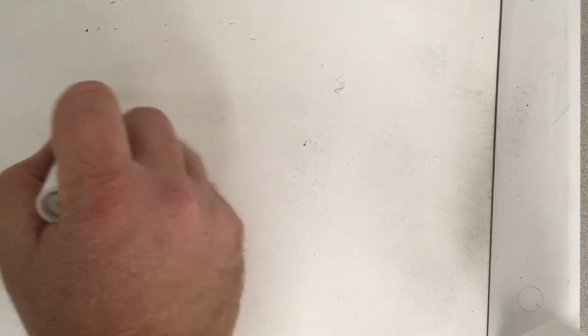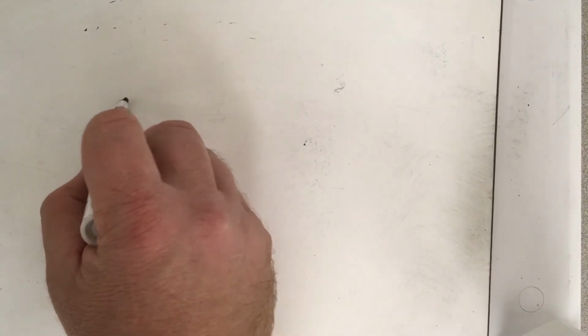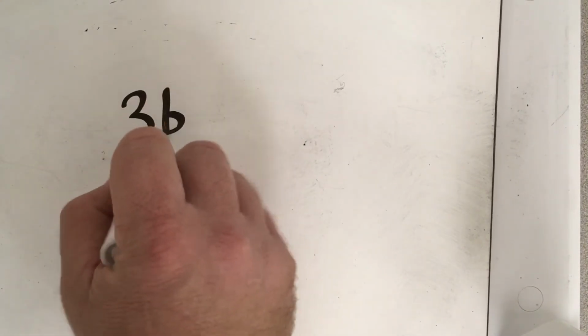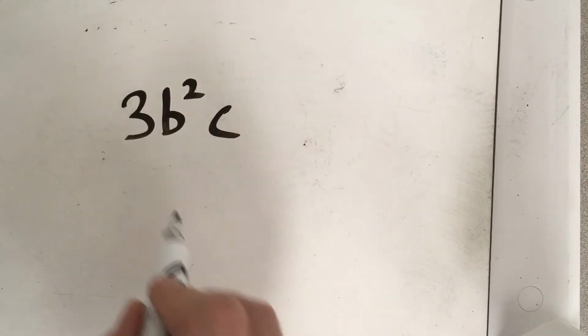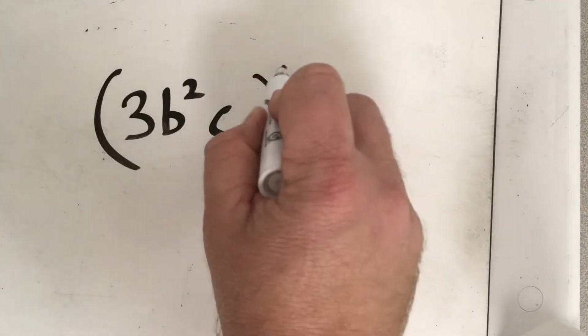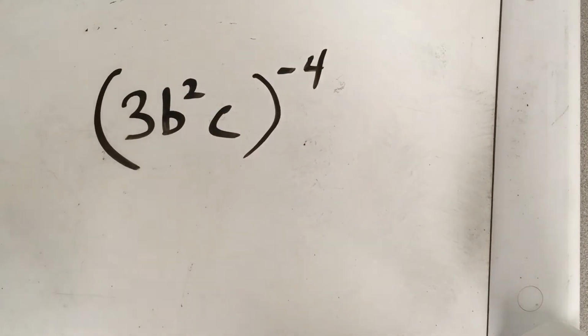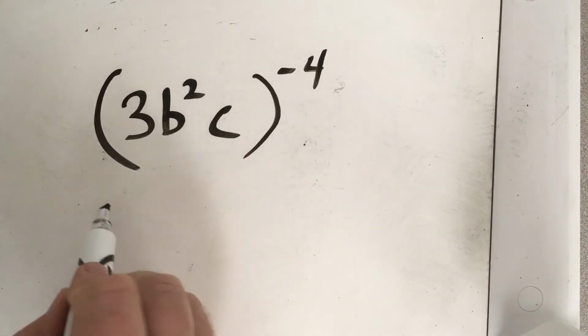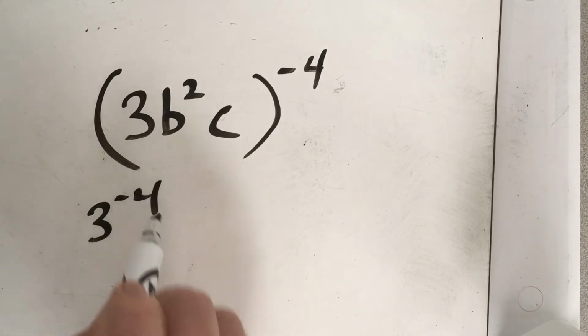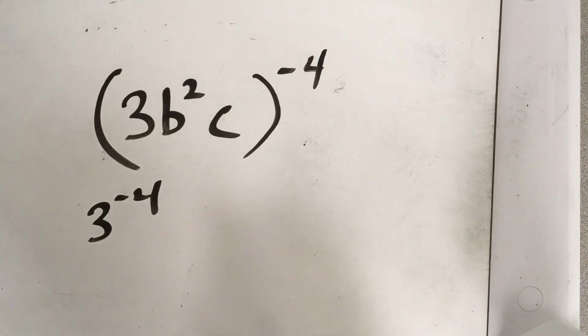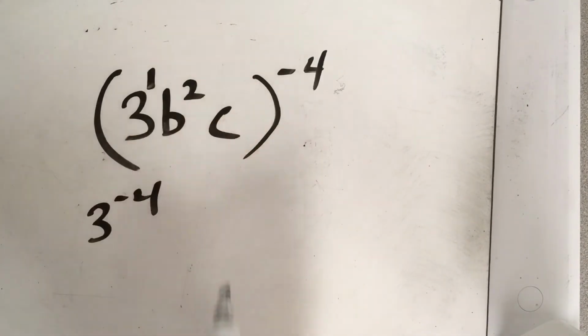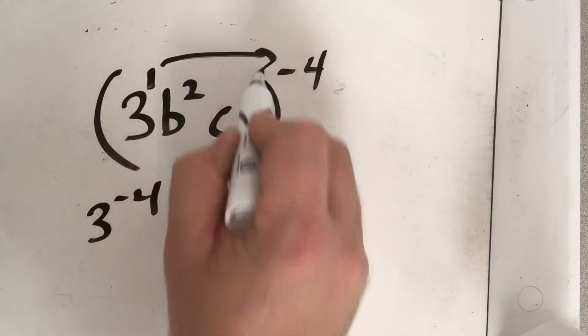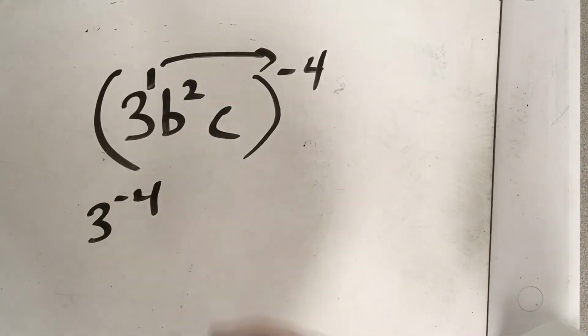How about, what do you want to do? Let's go 3b squared c to the negative 4th power. Whew. Well, let's take it separately. Let's chain it. This is 3 to the negative 4th. We'll deal with that in a minute because this is a 1, understood. What's the rule? Multiply. What about b?